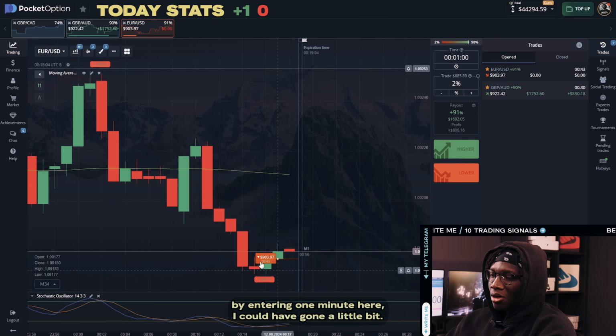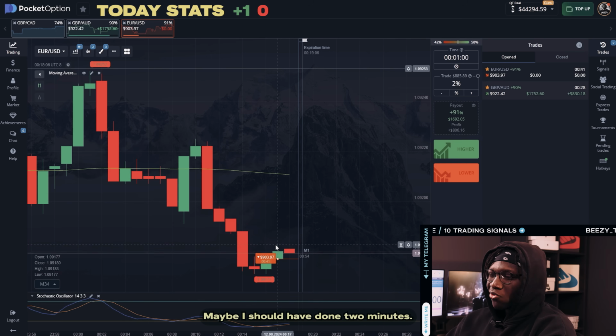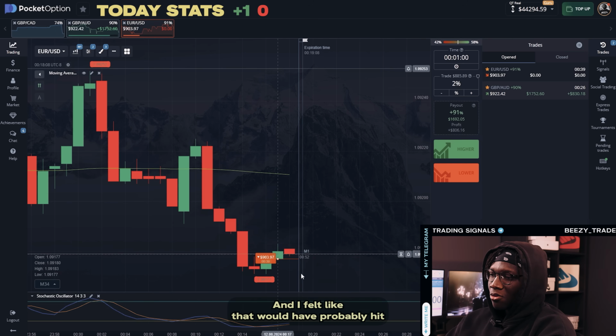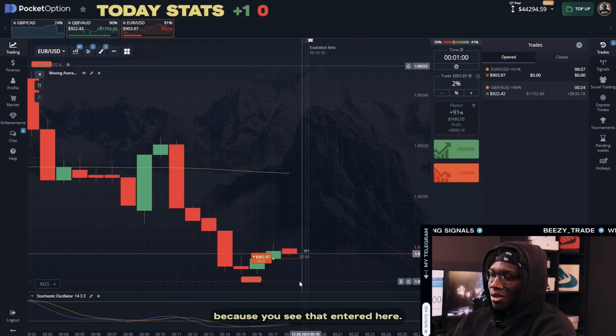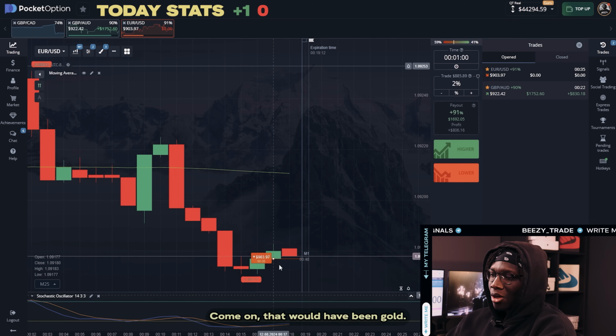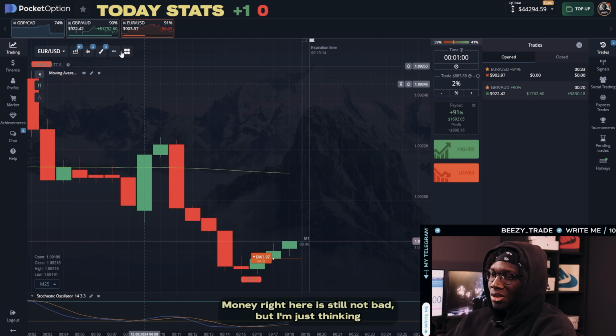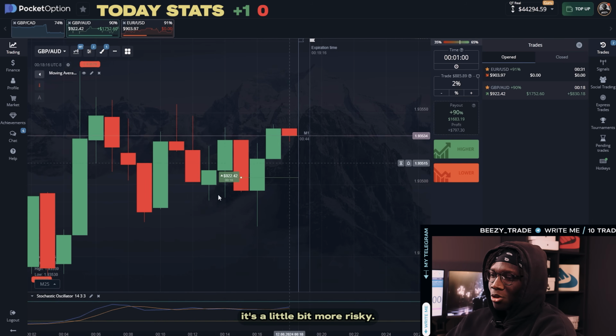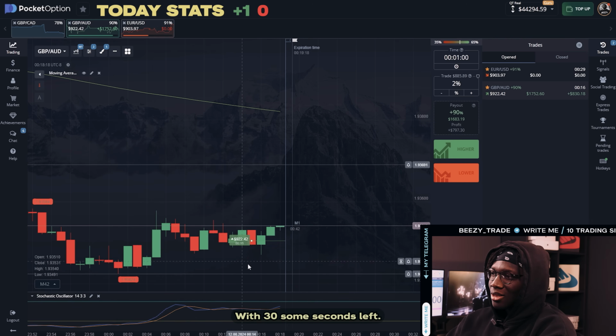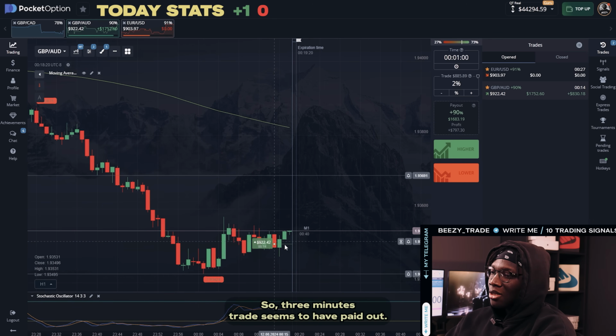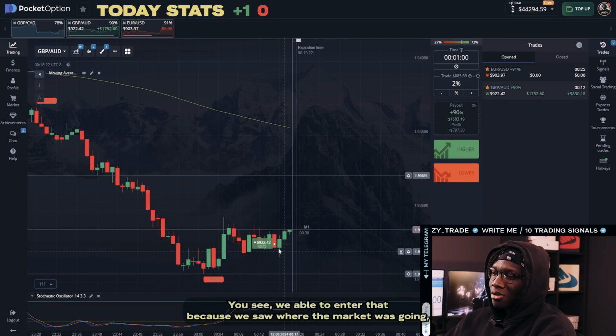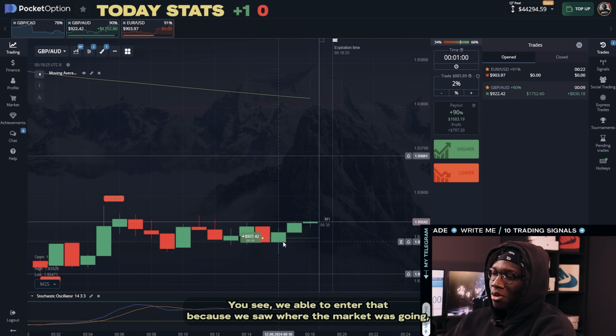By entering 1 minute here, I could have gone a little bit. Maybe I should have done 2 minutes. And I felt like that would have probably hit. Because you see, if I had entered here, that would have been gold money. But right here is still not bad, but I'm just thinking it's a little bit more risky with 30-something seconds left. So our 3-minute trade seems to have paid out. You see, we were able to enter that because we saw where the market was going.